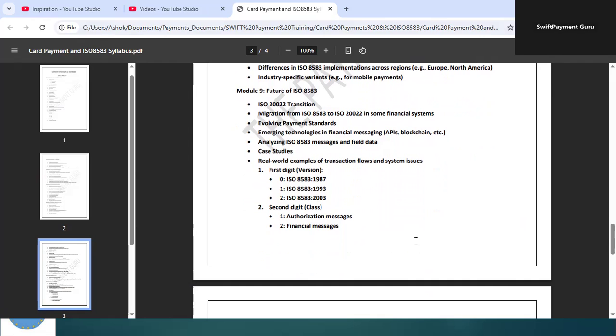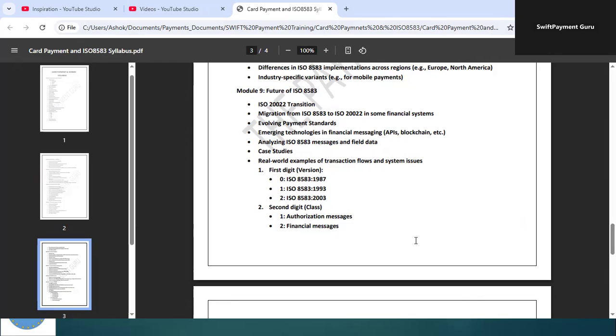There can be a transition to ISO 20022 messaging, which is already available for a variety of other payment schemes, right? That is high value payment systems, low value payment systems, and cross-border payment systems as well. And there's a plan for card payments also to be transitioned, which is XML based. We'll see the migration from ISO 8583 to ISO 20022 in some financial systems, evolving payment standards, and emerging technologies in financial messaging, which includes APIs and blockchain.